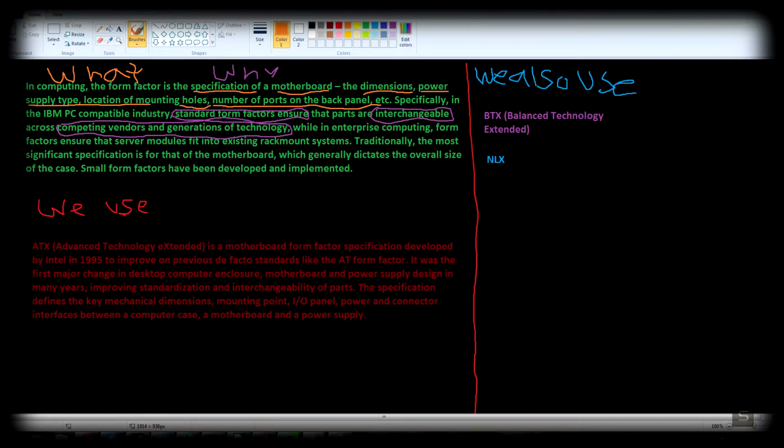What most people are going to use is ATX, Advanced Technology Extended, a motherboard form factor specification developed by Intel in 1995 to improve on previous de facto standards like the AT form factor. It was the first major change in desktop computing enclosure, motherboard, and power supply design in many years, improving standardization and interchangeability of parts. The specification defines the key mechanical dimensions, mounting points, I/O panel, power supply, and connector interfaces between a computer case, motherboard, and power supply. We also use BTX, Balanced Technology Extended, and NLX.